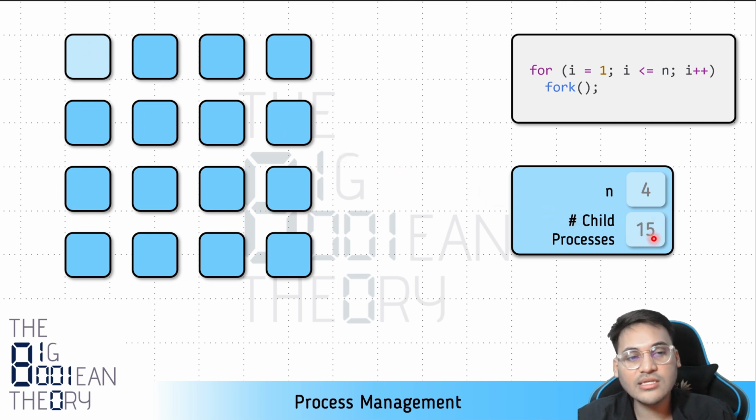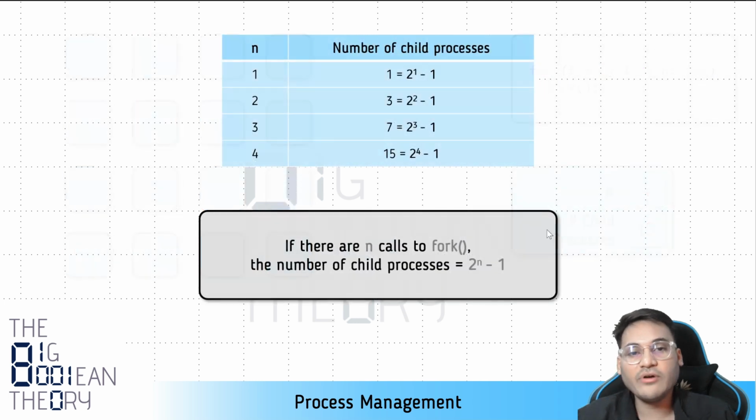So as you can see, this is a pattern, right? We can derive a formula from this. As you can see in this table, the number of child processes depends on the value of n, and it is directly proportional to the value of n. And how is this number related?